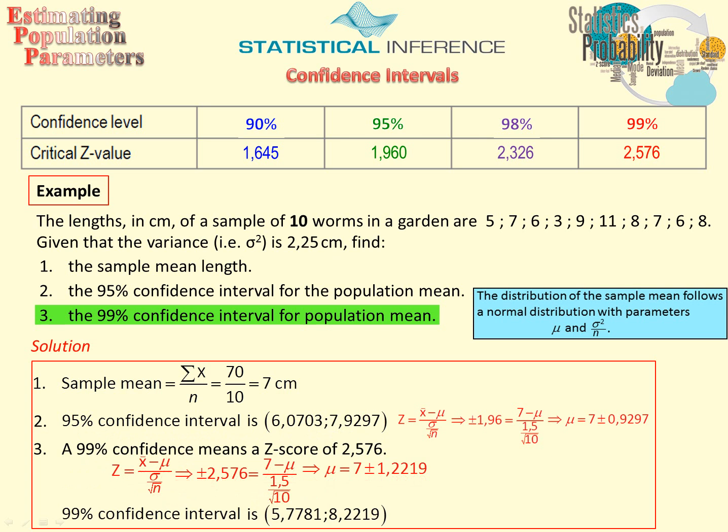Which means we are 99% confident, based on this sample and the fact that the variance of the population is 2.25, that the mean of all the earthworms in the garden will lie between those two values. And that's all the research can do, is say the probability is 99% that this is the case.